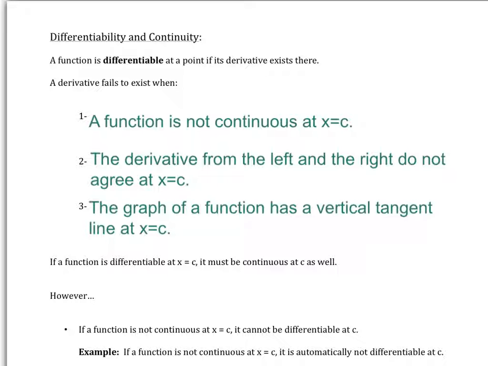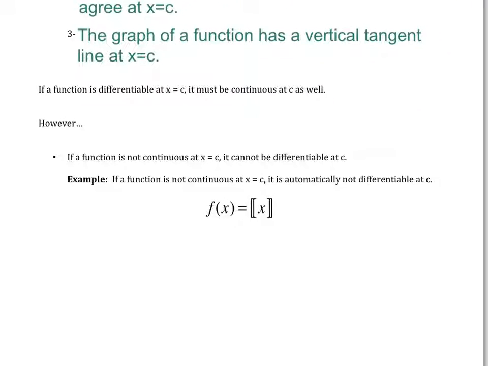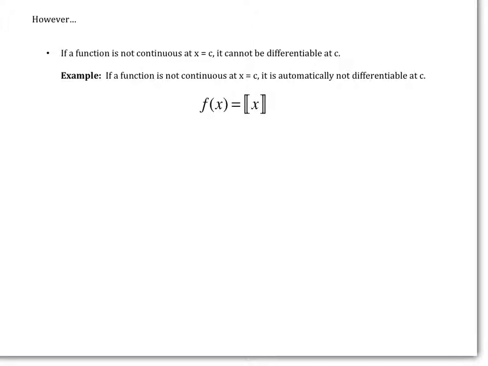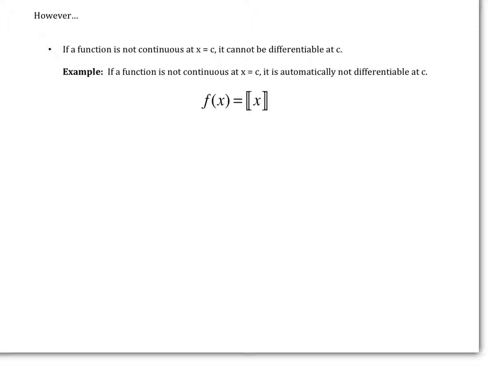So we are going to work through a few different scenarios with differentiability here. First off, if a function is differentiable at x equals c, then it has to be continuous at c as well. If it's not continuous, then the tangent line can't exist, so we can't have the slope of the tangent line. So if a function is not continuous at x equals c, it cannot be differentiable at c. It's automatically not differentiable.